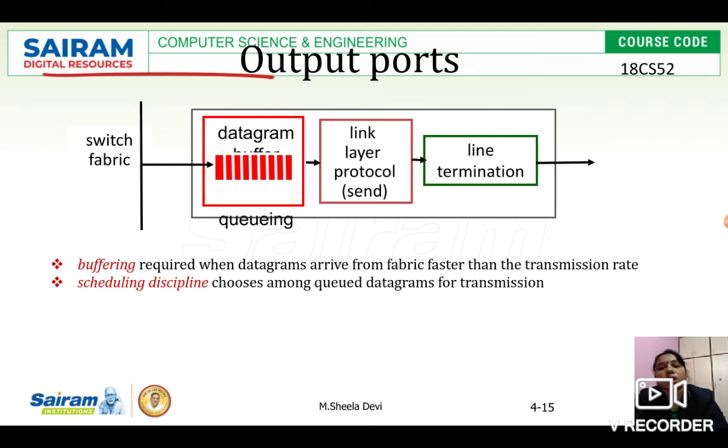Then scheduling discipline. How it will be scheduled, which packet should be transmitted first. The process of deciding which packet should be transmitted is called scheduling. We have many techniques for scheduling, such as LIFO, FIFO, priority scheduling. One of these scheduling techniques can be used to decide which packet should be sent first. Then come the link layer functions, as I said already. Then the physical layer function, that is line termination.